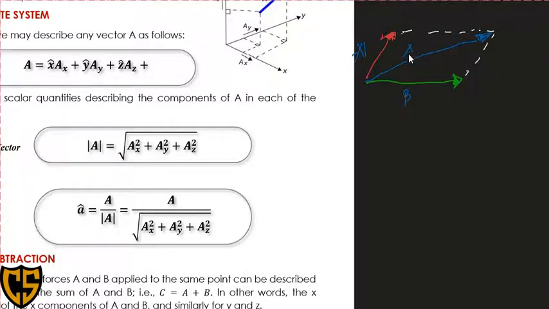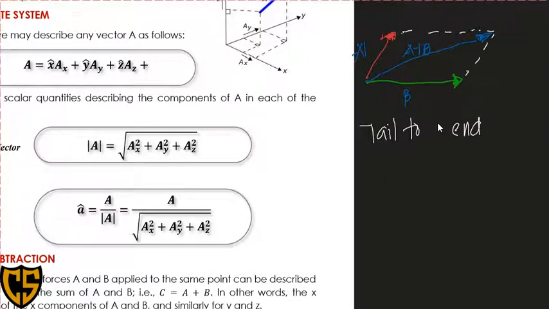So this is our A plus B. So this is called the parallelogram process. So there is another process that we will see, which is referred to as tail to end.